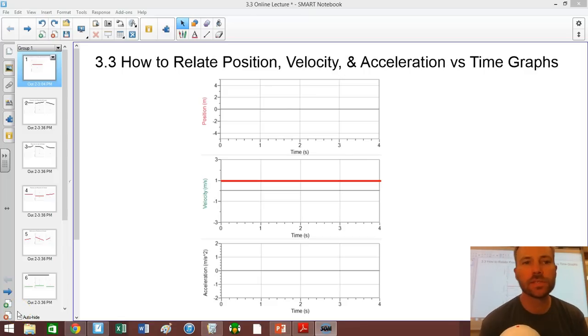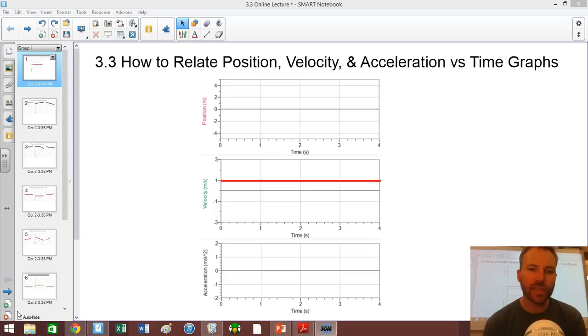Welcome, physics friends, to 3.3, which I have entitled How to Relate Position, Velocity, and Acceleration versus Time Graphs. Within the Chapter 3 material, this is probably the most difficult thing to understand. So I want to make sure that we do a really good job of watching this, and we're going to spend a couple of days sitting on this material because it is a little bit challenging.